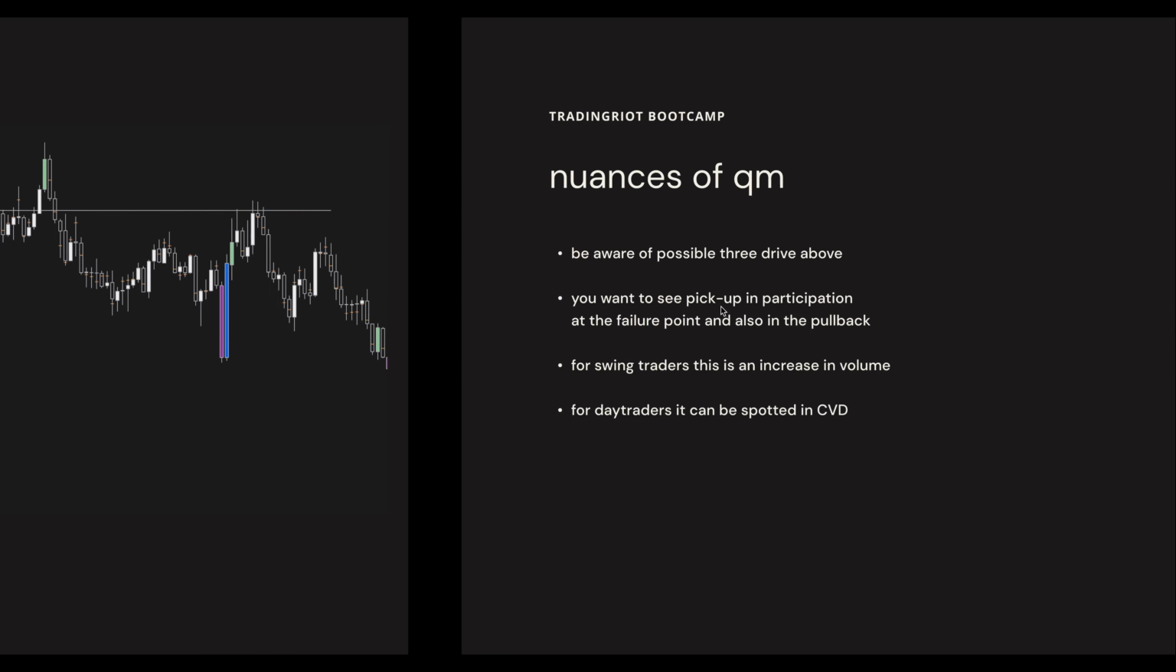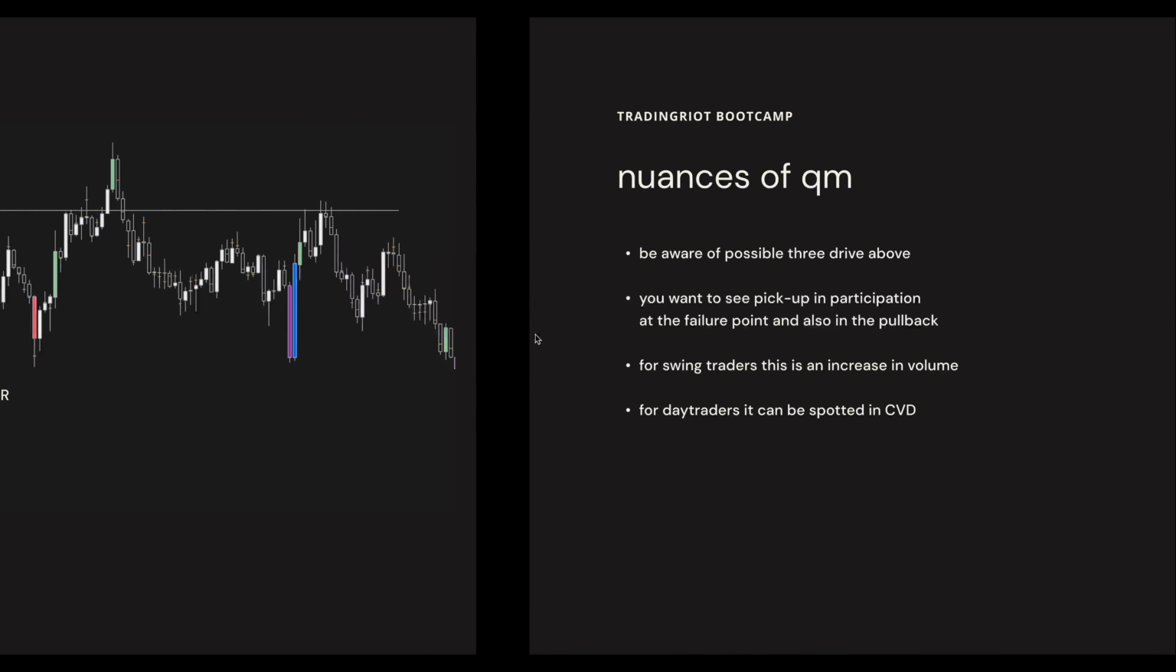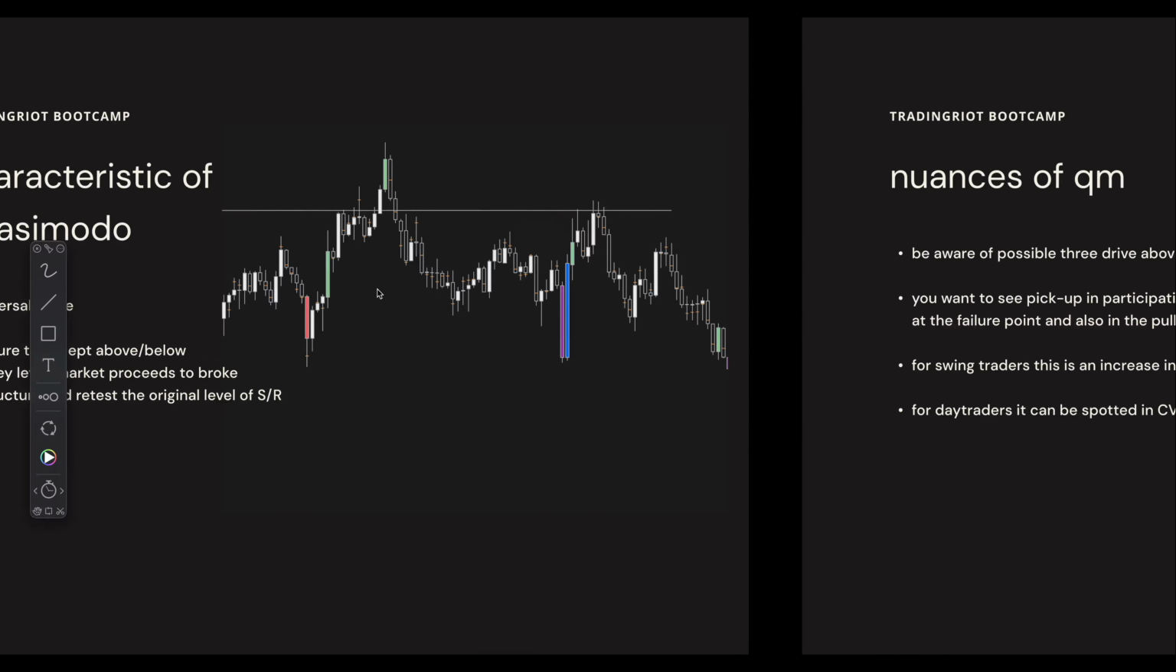You want to see pickup in participation at the failure point and also in the pullback. Okay, so this is your high volume or high delta. Market breaks the level, you have an increase of buying at the high, and there is a failure to hold it. Once market is pulling back into the level, you have once again an increase in participation to the upside. This tells you that obviously the buyers are trying to break the level back, but they are hitting the limit walls, and market will essentially sell from there.